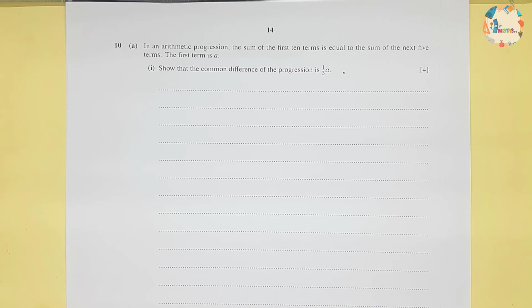Now the next question is question number 10. In an arithmetic progression, the sum of the first 10 terms is equal to the sum of the next 5 terms. The first term is a. Show that the common difference of the progression is 1/3 a.